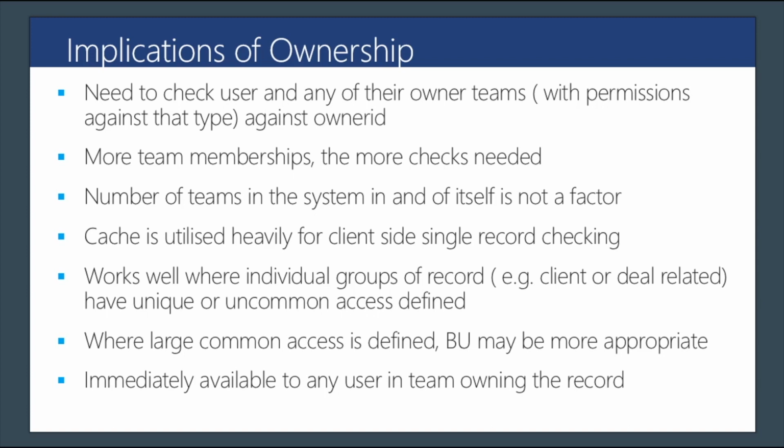It works well when we have individual groups of a record, or have unique or uncommon access defined, where we have users that might directly own the record, teams that might directly own the record, and then we also have the ability to define access teams to grant specific record access in those edge scenarios. Now, when there's large groups of common access defined, a business unit might be more appropriate. When we can wall off access to a large data set to a large group of users, we can start looking at business units as a scoping mechanism for defining and breaking up record access in the system.